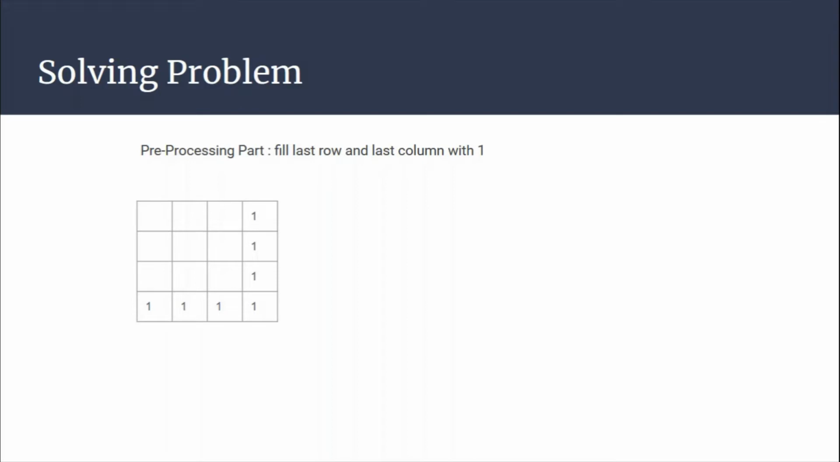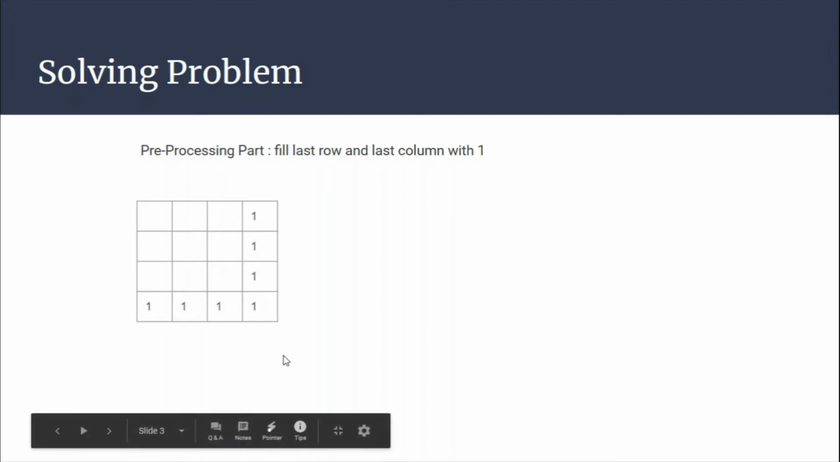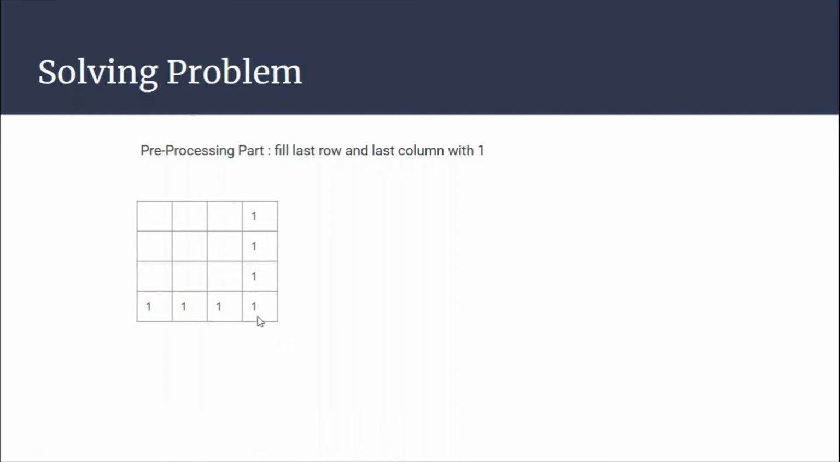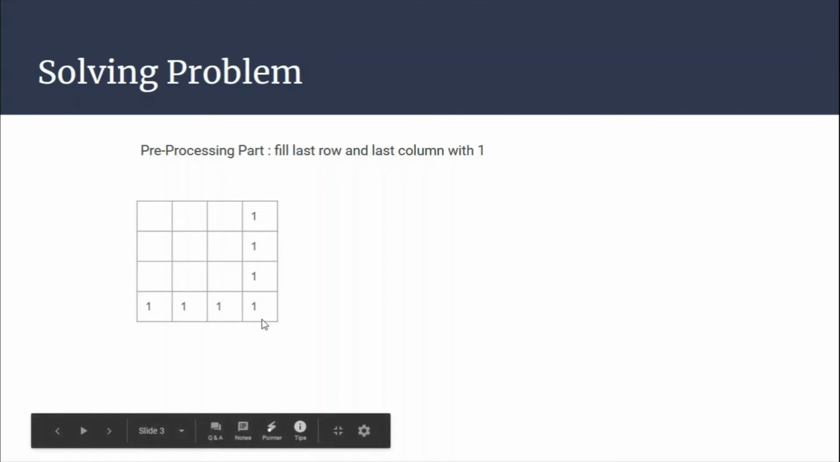To solve this problem, first we will create our dp array of size n cross m, and then we will fill the last row and the last column with 1. That means dp of i j represents the number of unique paths from cell i j to the final cell. If you start from any cell in the last row or the last column, there is only a single way to reach the destination, the final point. If you start from here, all you have to do is go like this. This is the only way you can reach. So for any cell in the last row or the last column there is only a single way. That is why the last row and the last column will be filled with 1.